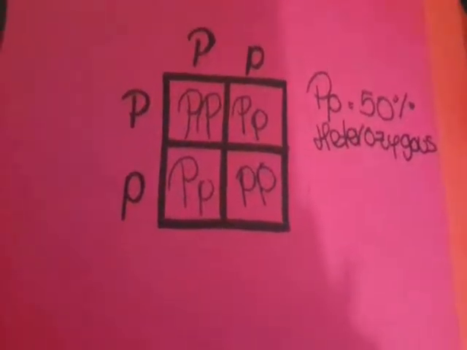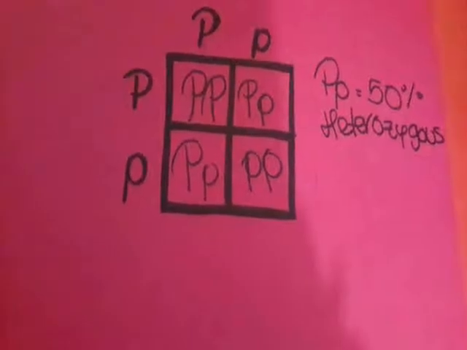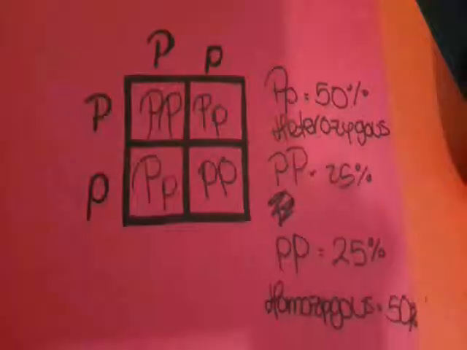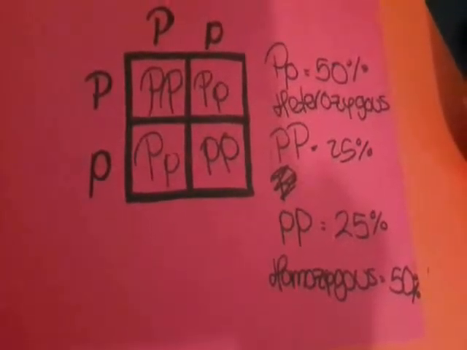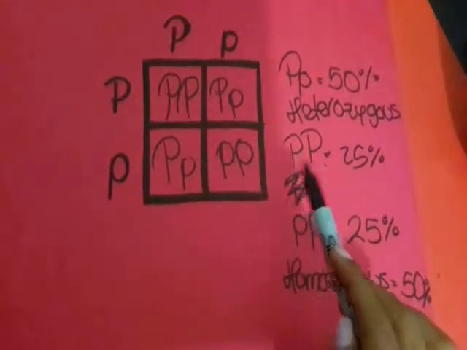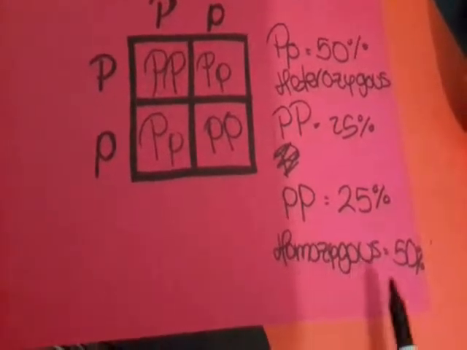And two equal letters, like two capital P's or two lowercase p's, are going to be called homozygous because they are equal. And our results of homozygous are going to be this. The dominant trait 25%, the recessive trait 25%, so we're going to have 50% homozygous.